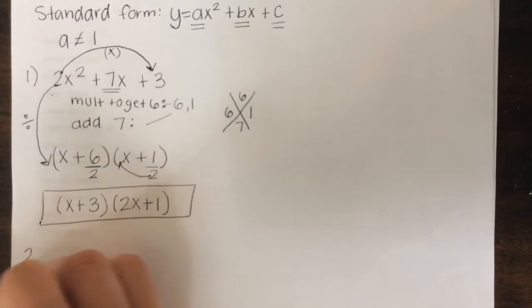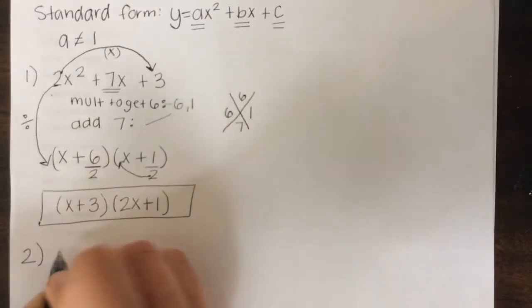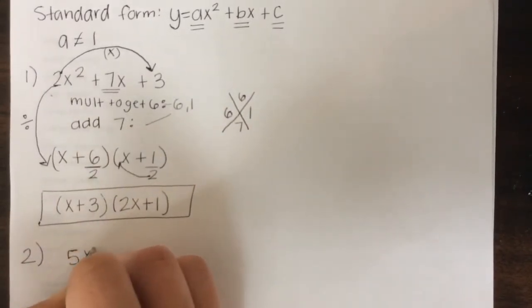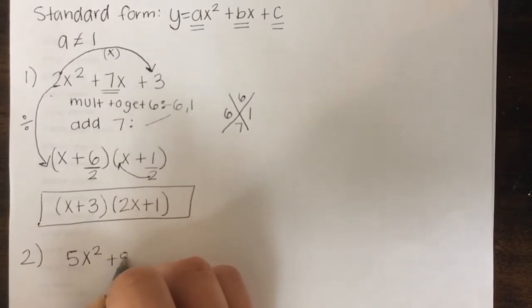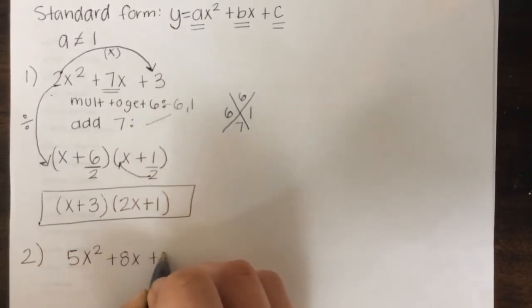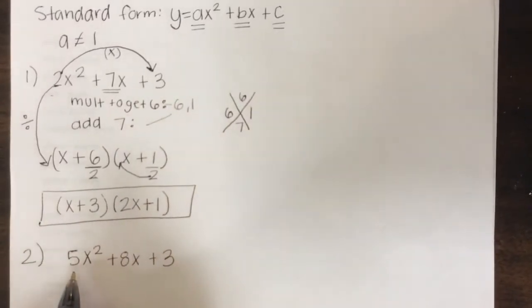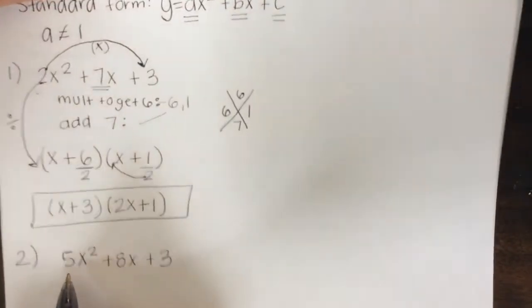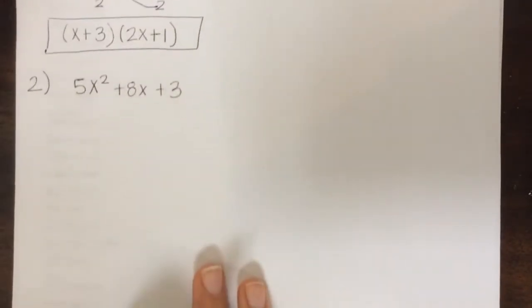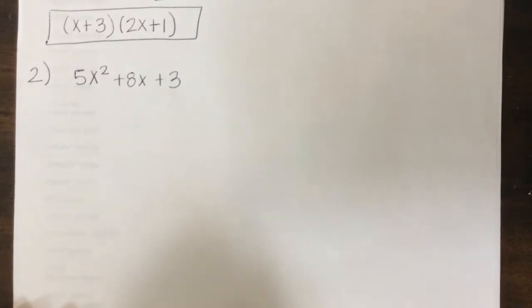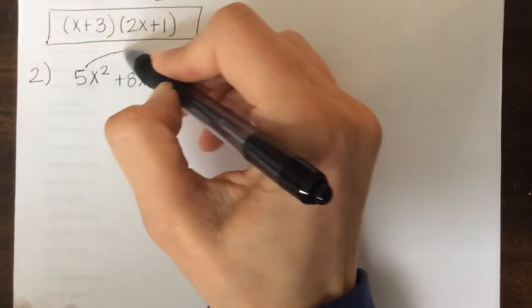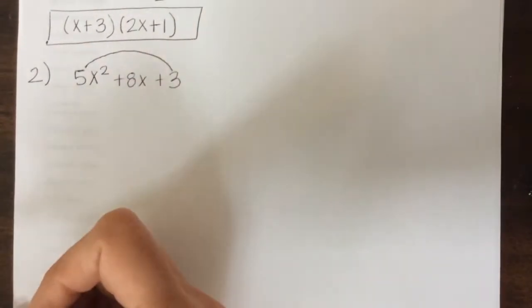So the second example that I'm going to show you is 5x squared plus 8x plus 3. Notice that our a value is not 1. This time it is 5. So we're going to use the slide and divide method. So the 5 slides back.